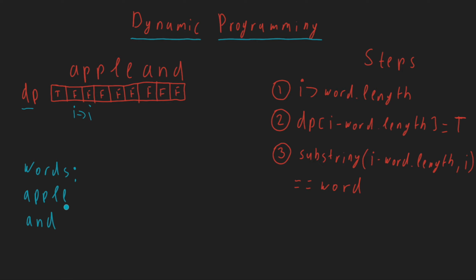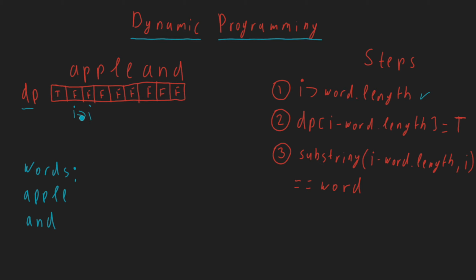So in order to check that against each word, the substring should be at least as long as that word. If i is less than the word length that we are checking, then we skip it, because the size of the substring is less than the size of the word. So that's our first step.